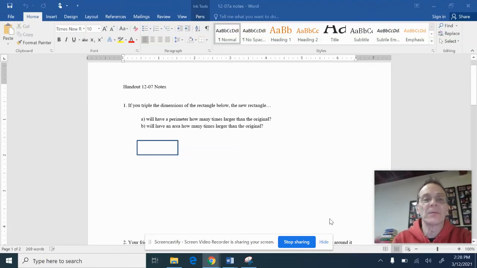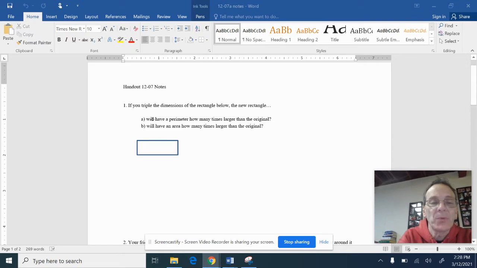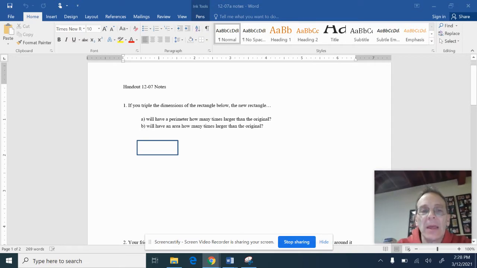All right, lesson 12-7. Let's get into it. If you triple the dimensions of the rectangle below, the new rectangle, got two separate questions here. We'll have a perimeter how many times larger than the perimeter of the one that we're looking at right here. And we'll have an area how many times larger than the one that we're looking at right here.